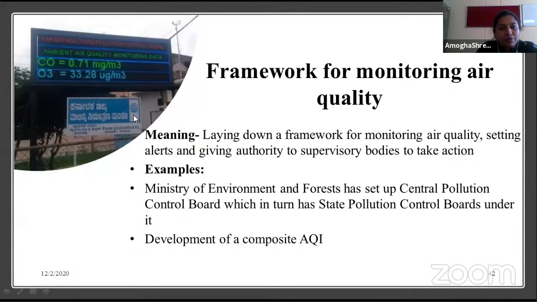And in this figure, you can see this is Karnataka Pollution Control Board, which is present in Hebbal, Mysore. And you can see here that the carbon monoxide level is 0.71 and ozone level is 33.28. So if we display this, it is like giving an idea about what is the content of pollutant in that area during that time. So based on that, we can take actions.